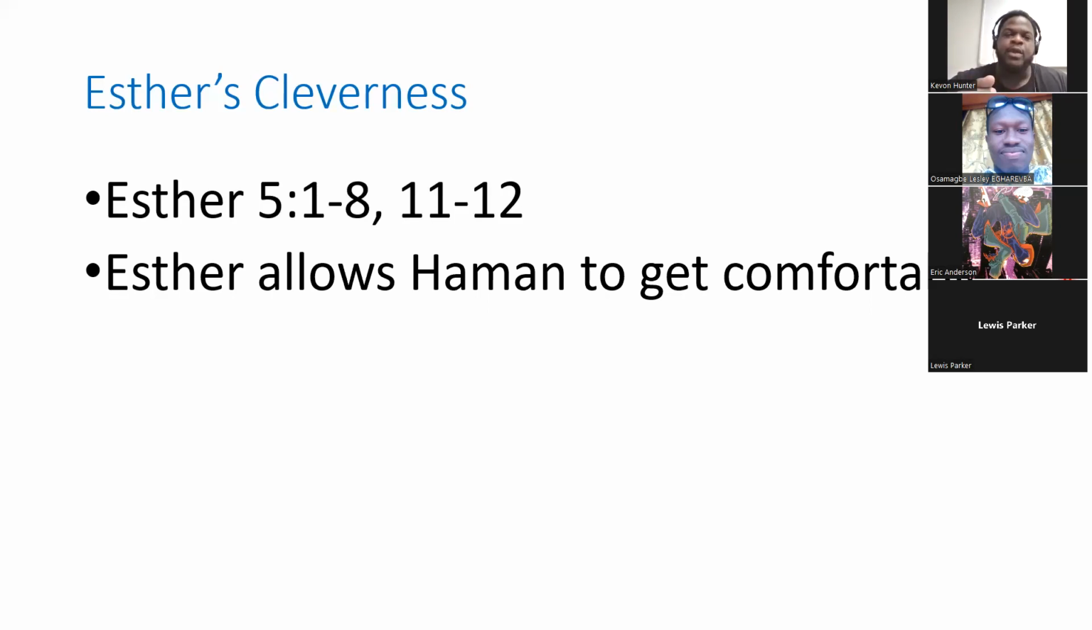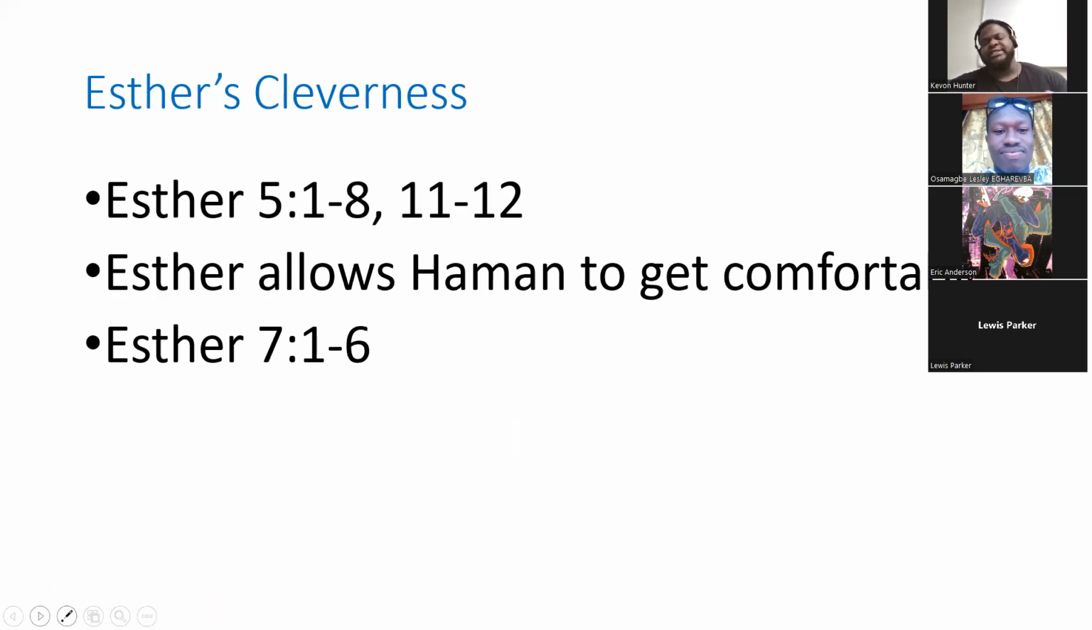She takes her time with calling Haman out. She doesn't do it immediately. She doesn't do it at the first banquet, and there seems to be some time between that banquet and the other banquet, but she allows Haman to get comfortable, and she puts him off his guard, and that shows her cleverness. She's being very careful in how she moves.